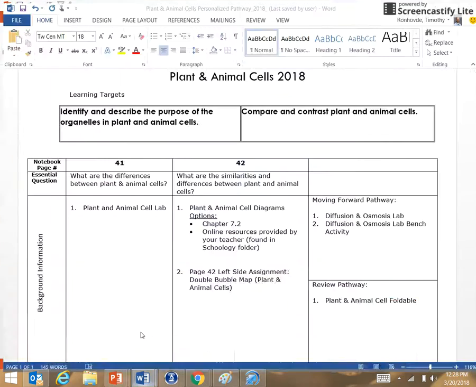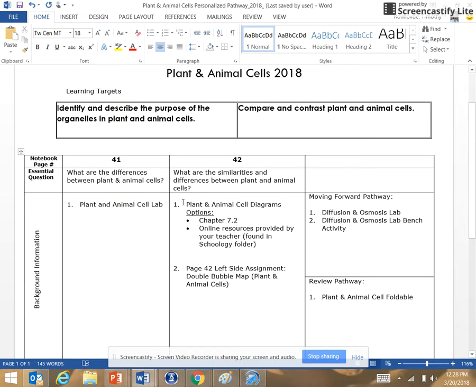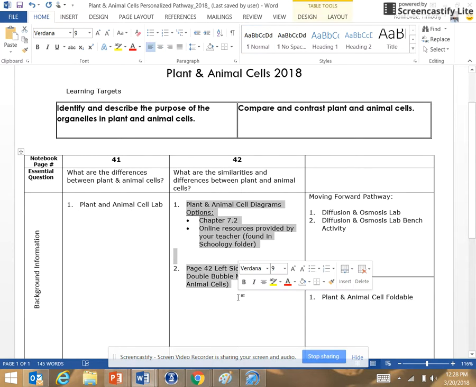After all that, we looked at your pathway, and today we spent time on page 42 of your notebook. So this part you did in class today, and I'll show you how to access that online here.